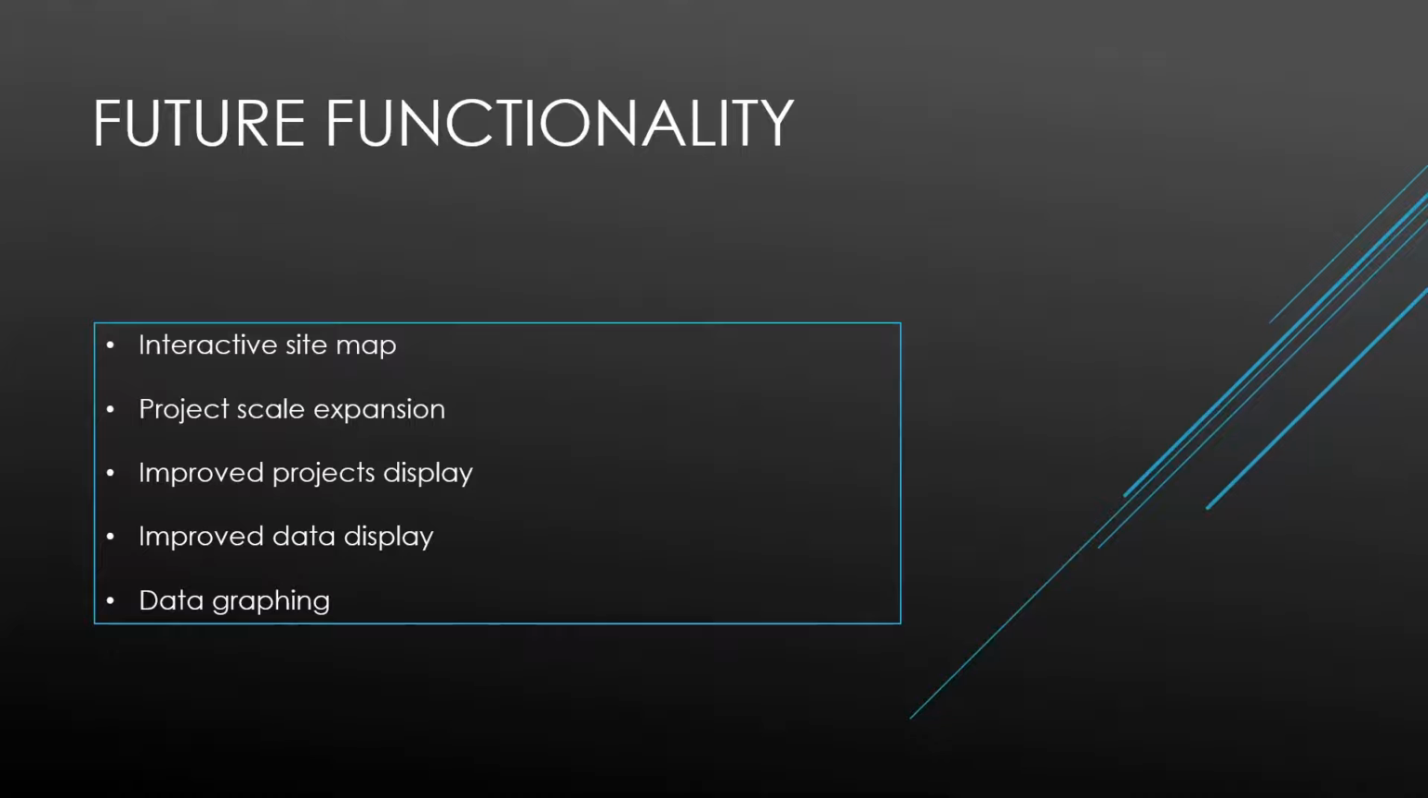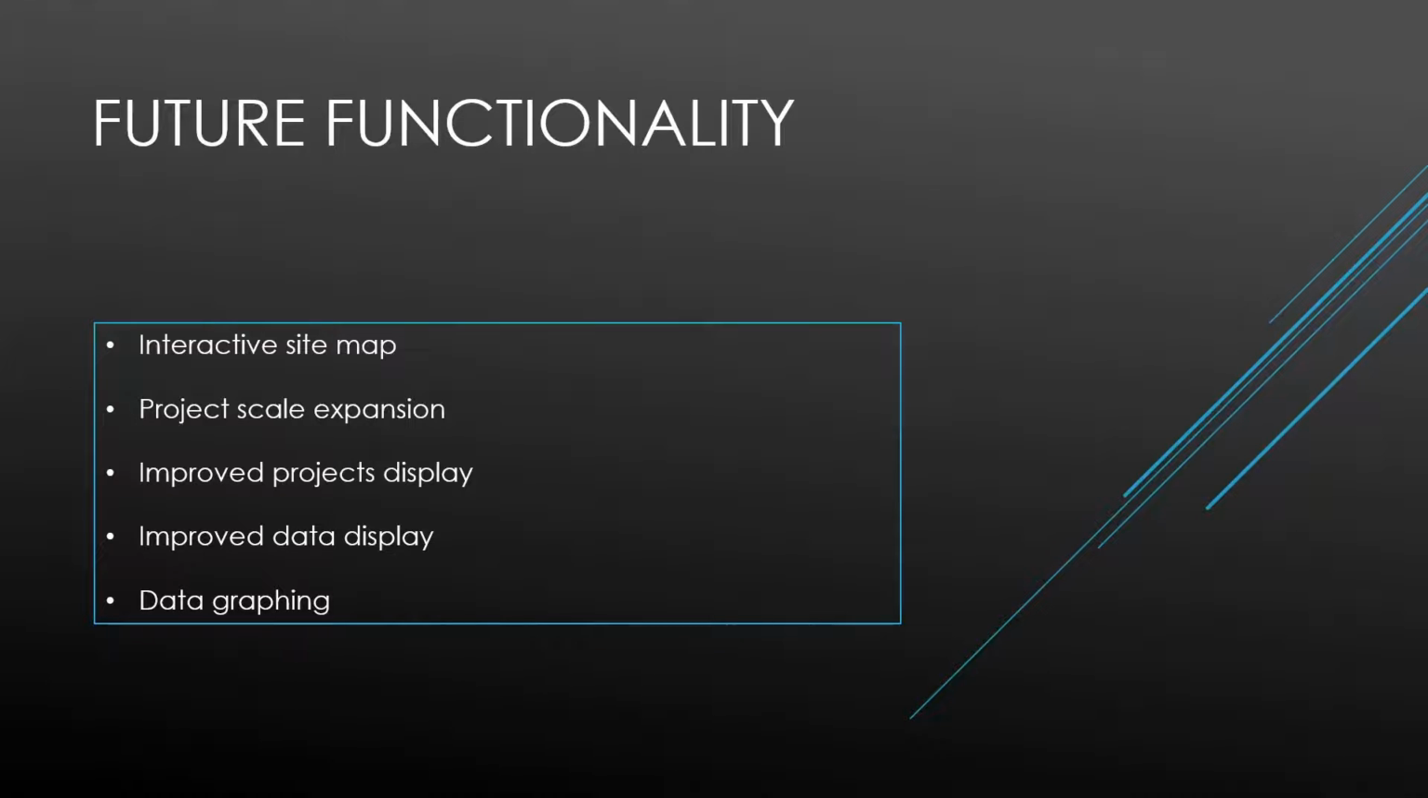So future functionalities for our front end website would be an interactive sitemap, which would label all plots and give a user the ability to click on a certain section and pull up the data that was collected at that certain plot site.